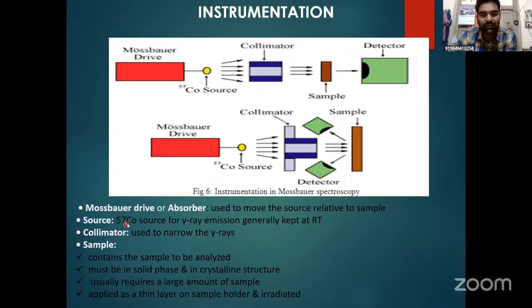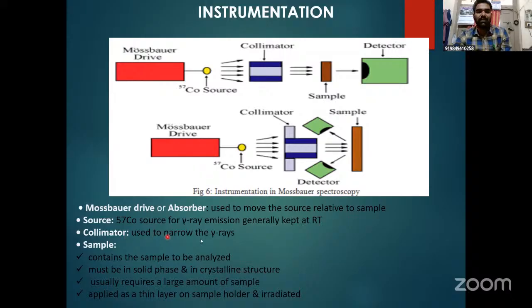cobalt, mass number 57, the source of gamma ray emission, generally kept at Earth. Okay, so this is the source, which is mass number 57 cobalt. This Mossbauer drive can be moved relative to the sample. Okay, relative to the sample, we can move that Mossbauer drive.